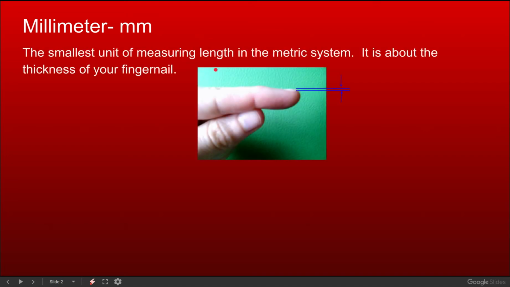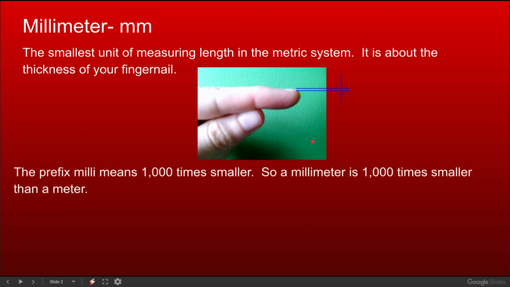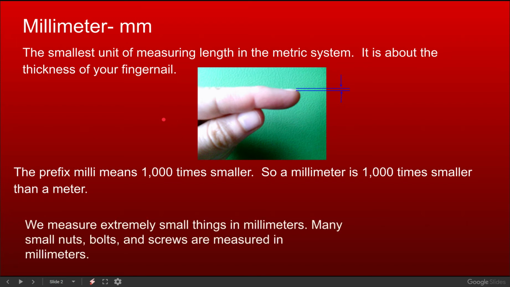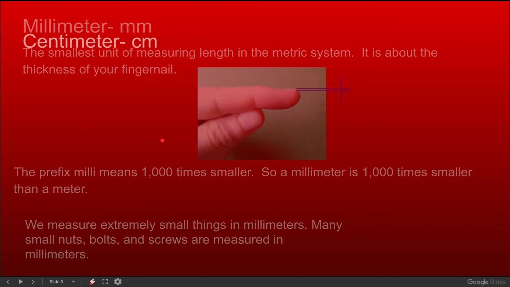First one we are going to talk about is the millimeter. Its abbreviation is mm. A millimeter is extremely tiny, it's extremely small. It's about the same thickness as your fingernail. The prefix milli means 1,000 times smaller. So a millimeter is 1,000 times smaller than a meter. Now we use millimeters to measure the smallest of things. So many small nuts, bolts, and screws are measured in millimeters.